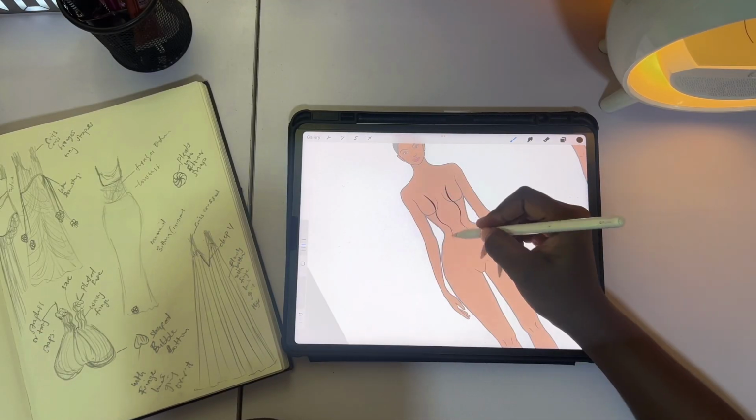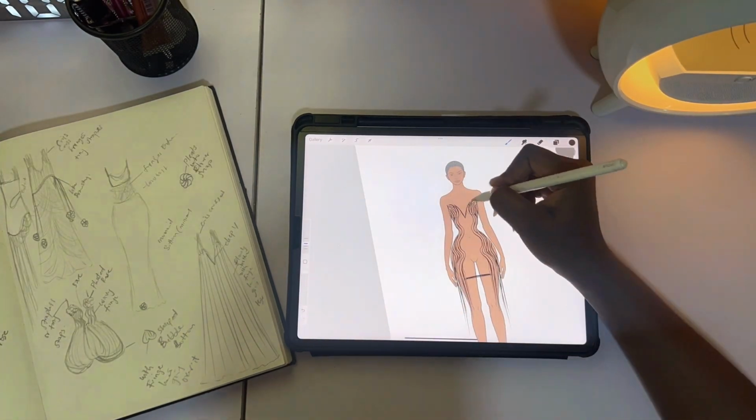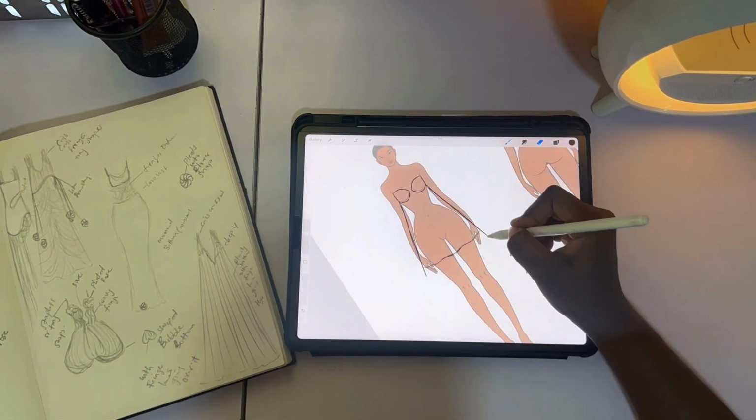At this point, you're going to compile your best sketches into a cohesive presentation. This will guide you to develop your collection, and it is crucial for feedback.